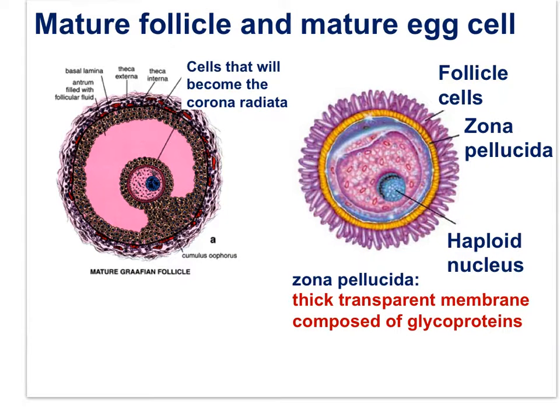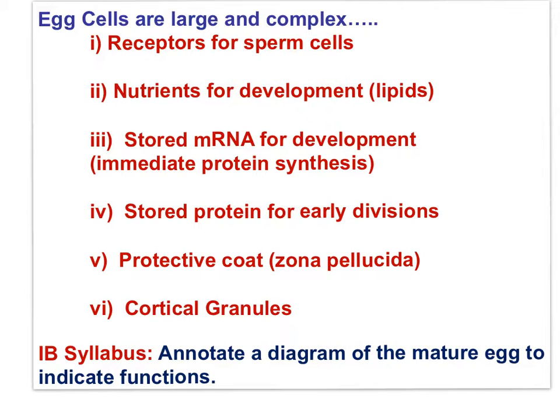Here is an image that shows the mature follicle here on the left just before ovulation and the secondary oocyte just after ovulation. The cells seen here on the mature follicle become the attendant cells, nutritive cells, to the secondary oocyte following ovulation. You can see the glycoprotein layer known as the zona pellucida here, and the mature egg cell lies within.